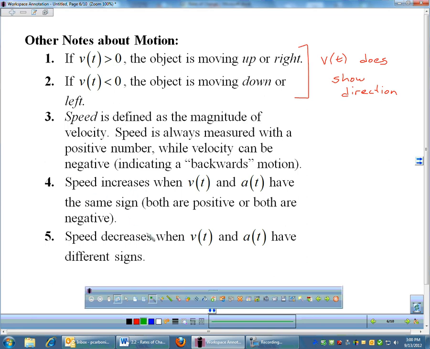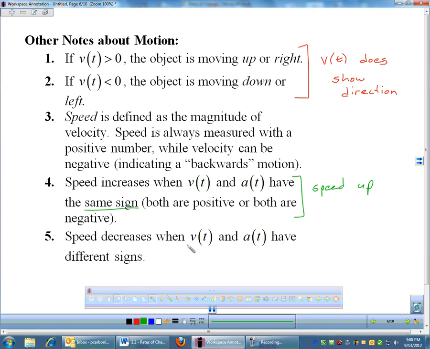And for an object to speed up, and that's what's happening with number 4 here, speed is increasing. That means velocity and acceleration have the same sign. They are both positive or both negative. So it's possible to be speeding up with a negative acceleration. It just means you're speeding up going backwards, and that would mean velocity is also negative.